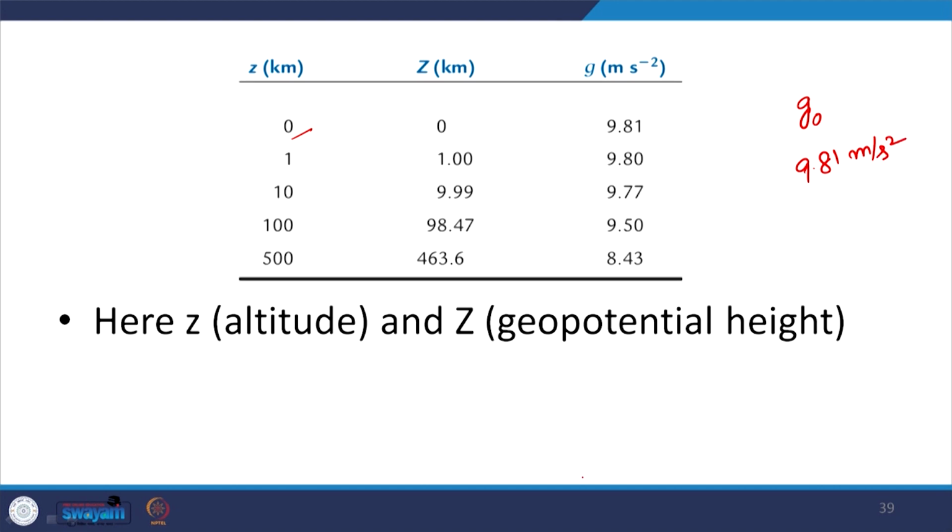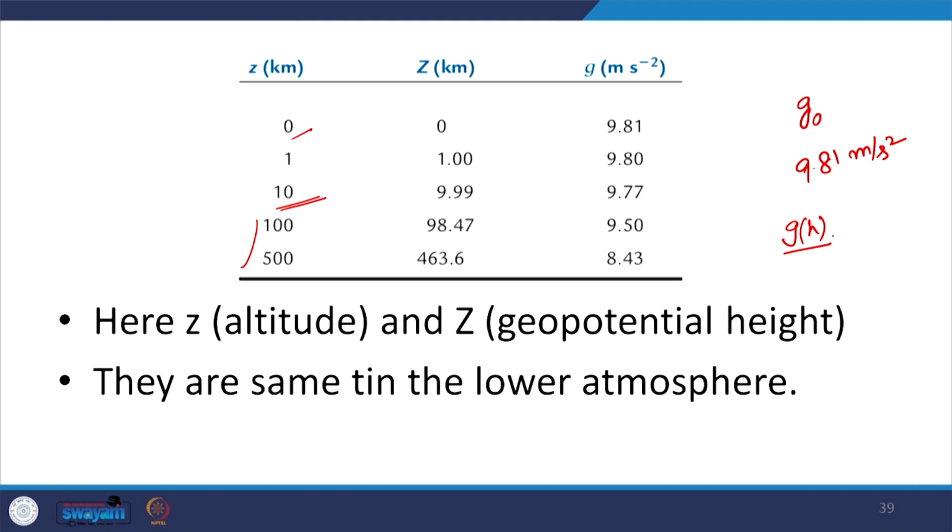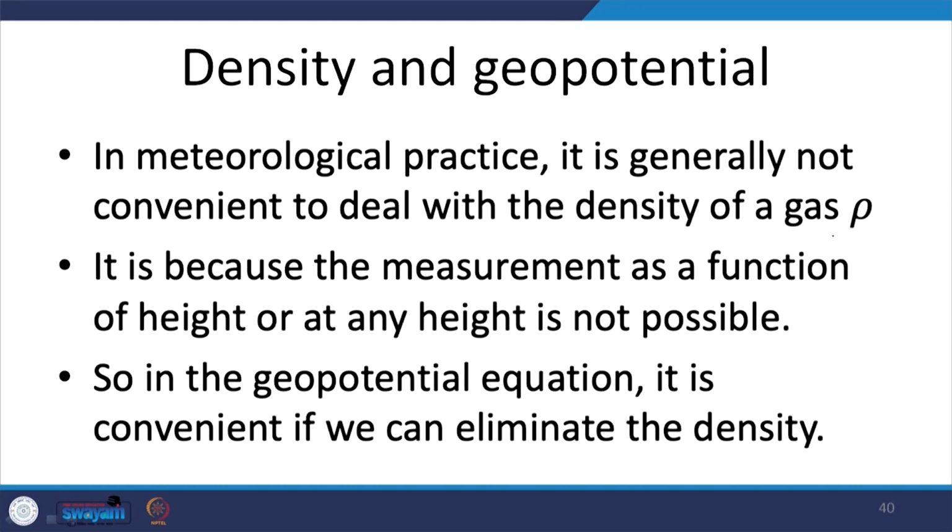Now, most importantly, you see, as you increase the height, the geopotential height, which is normalized with respect to surface acceleration due to gravity, is almost the same up till 10 kilometers. I mean, both the height and the geopotential height are almost the same, but they start to deviate after that. This is because of how gravity varies with respect to height, right. So, small z is the altitude in kilometers and capital Z is the geopotential height, right. They are the same in the lower atmosphere up to 10 kilometers. After that, they start to deviate, right.